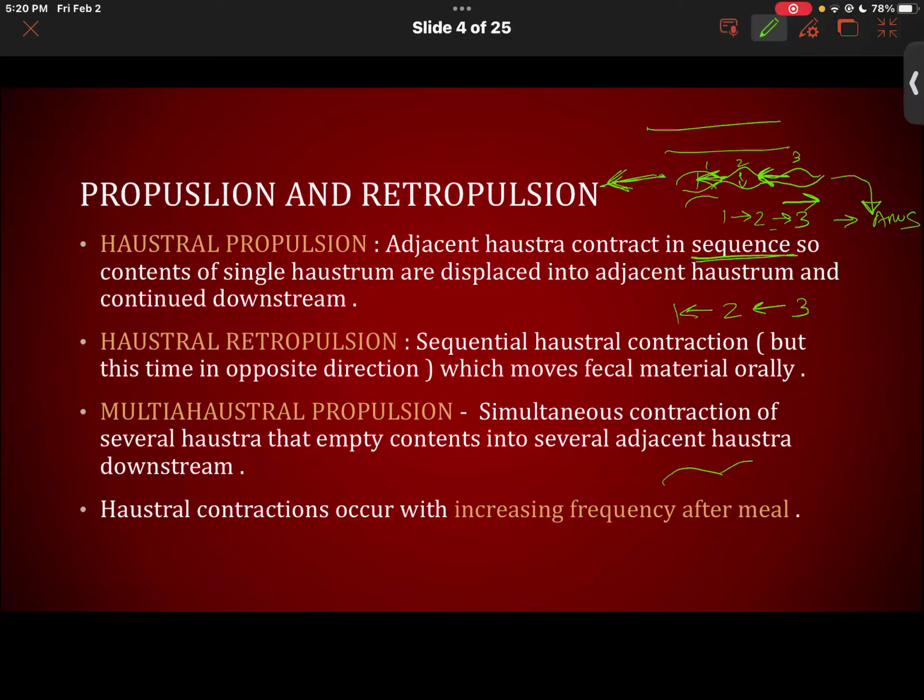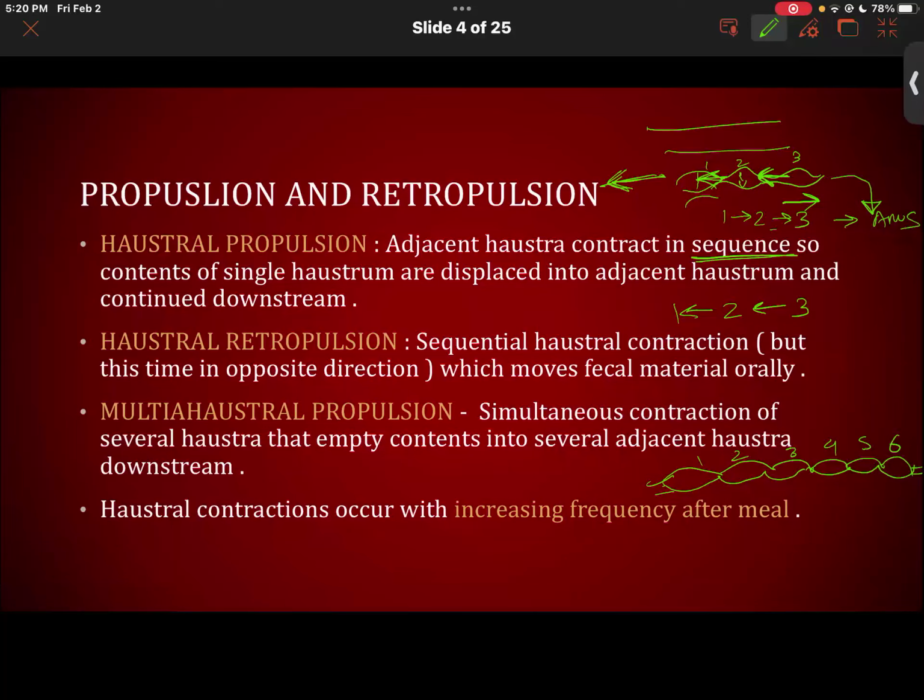So this time, let's say we have 1, 2, 3, 4, 5, 6 haustra. I'm sorry, the diagram isn't really good, but just let's imagine there's 1, 2, 3, 4, 5, 6. So if we have multi-haustral propulsion, what happens is that 1, 2, and 3 will contract, and 4, 5, and 6 will relax. And all of the feces that is present in 1, 2, and 3 will empty into 4, 5, and 6. So it's just a faster and more efficient method of haustral propulsion. And that's why it's called multi-haustral propulsion, because many haustra are involved.